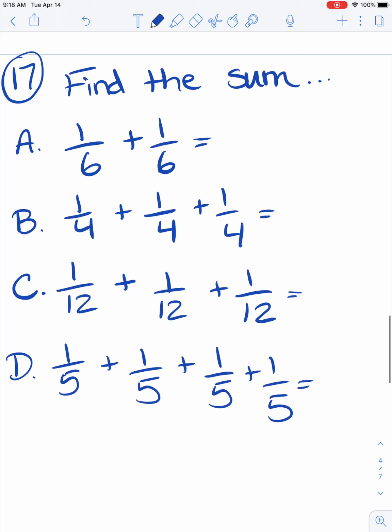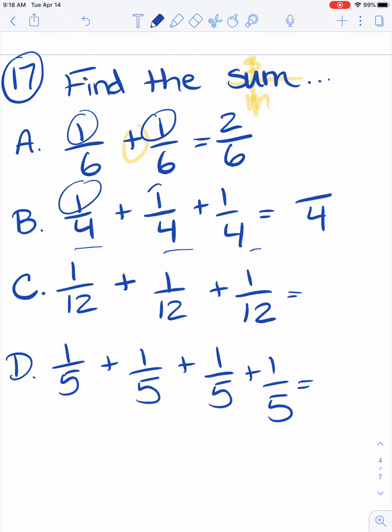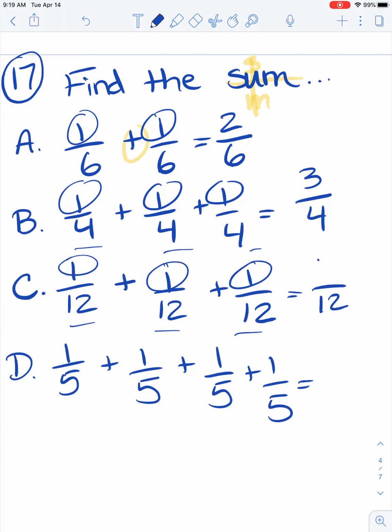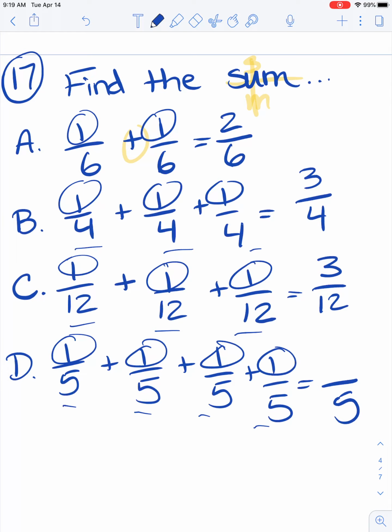Here we're going to find the sum. You all know that sum means add, plus. They gave it away with the addition signs, but you all know that. Okay, if our denominator is the same, we keep it the same and we add our numerators. 1 plus 1 is 2. All of my denominators are the same, so I'm going to keep it the same. And I add my numerators. I have 3 of them. My denominators are the same, we keep it the same. And I have 3 for my numerator. Same here, they're all 5s. Count my numerators, 1, 2, 3, and 4.